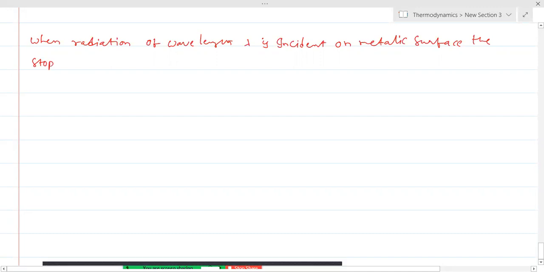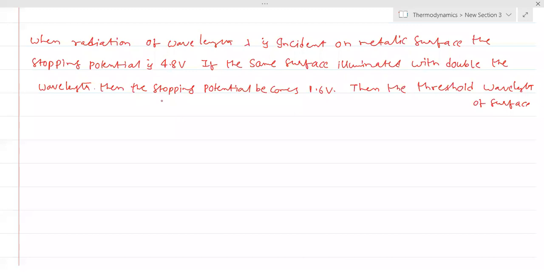The stopping potential is 1 second. Okay, we will see: when a radiation of wavelength lambda is incident on a metallic surface, the stopping potential is 4.8 volts. If the same surface is illuminated with double the wavelength, the stopping potential is 1.6 volts.